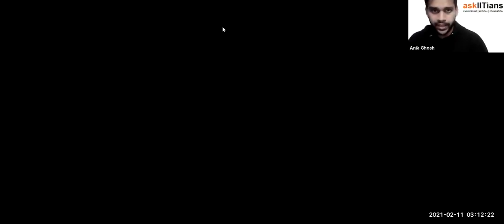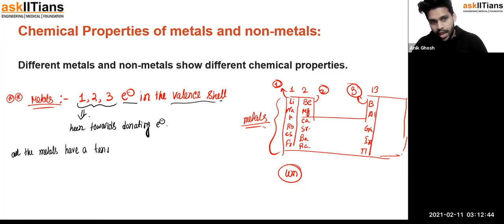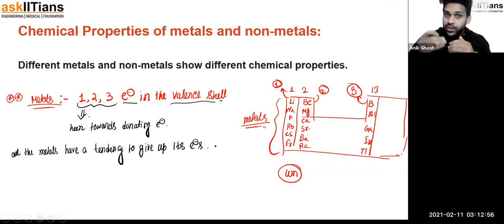Yeah, you're back again. So they have a proneness towards giving up electrons. Okay. So for that reason, all the metals have a tendency to give up their electrons. So metals have a tendency to give up their electrons.